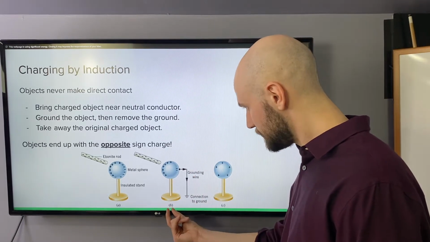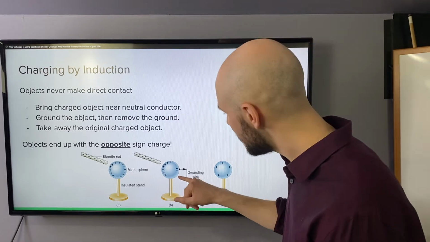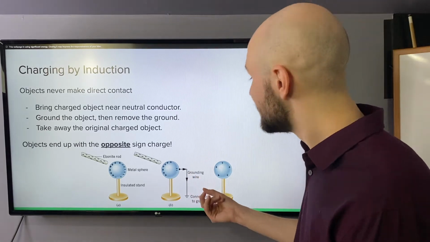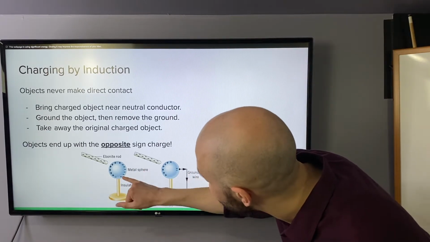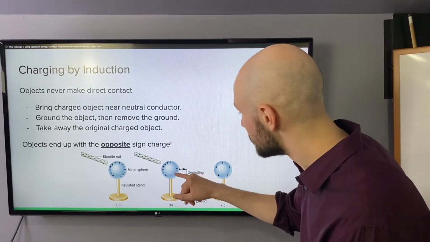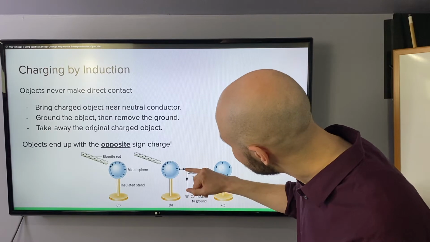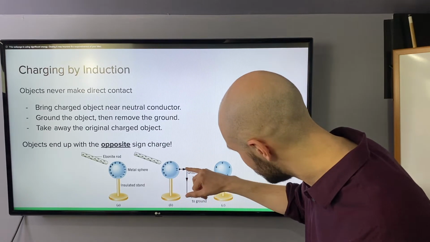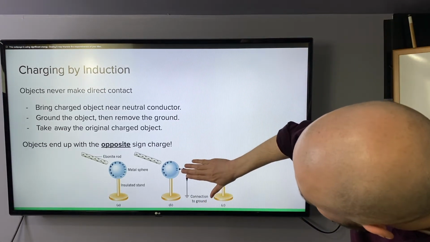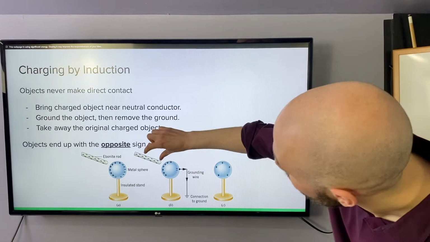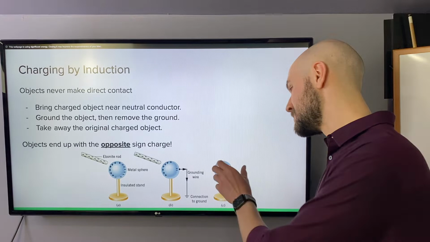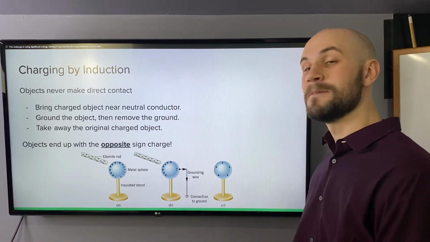In image B, this negative rod is nearby, but the metal sphere is hooked up to our ground. So instead of the negative charges running away to the other side of the sphere, now those negative charges have a place to escape to. Those negative charges run away from the ebonite rod, down through the wire here. There's a conducting wire, and it dumps into the ground. Now, if we sever our connection to the ground and pull away our rod, we end up with a net positive charge on our metal sphere.